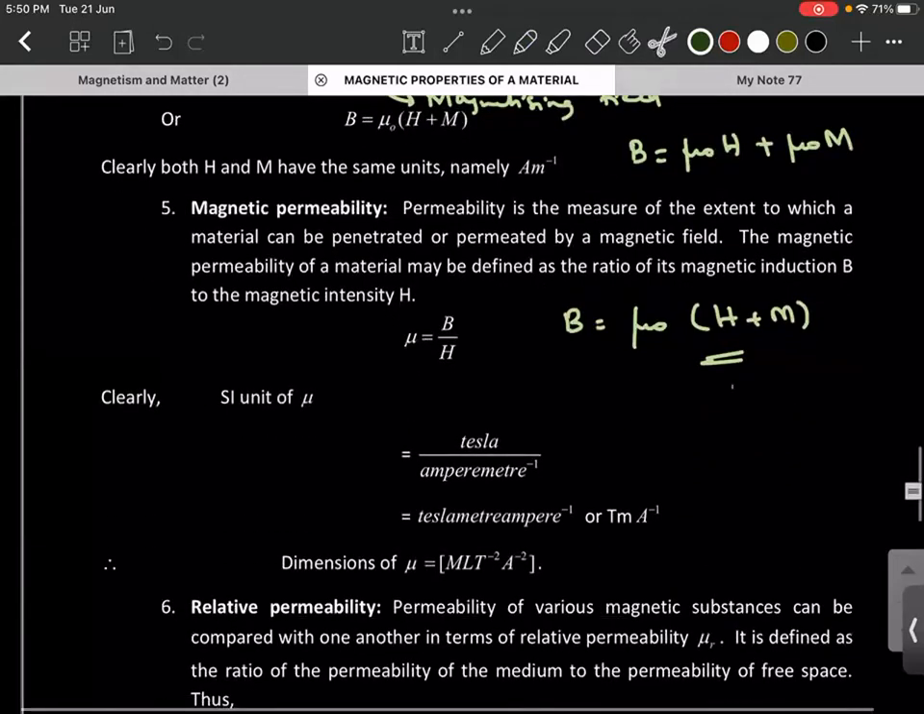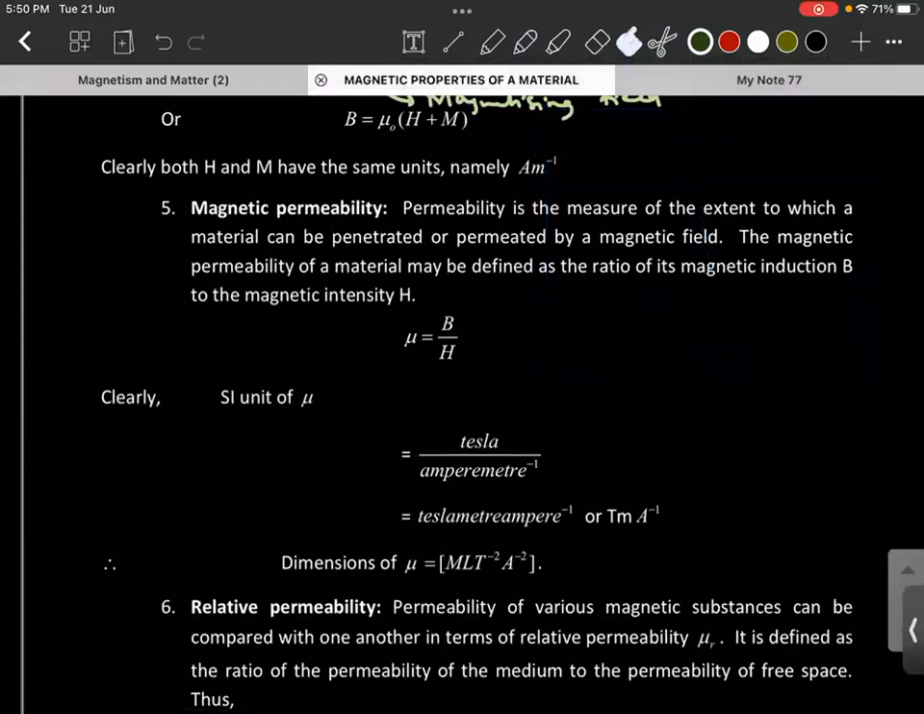So the next term that we are going to see is magnetic permeability. As the name suggests, it speaks about the measure of the extent to which a material can be magnetized, or the extent to which the material allows it.